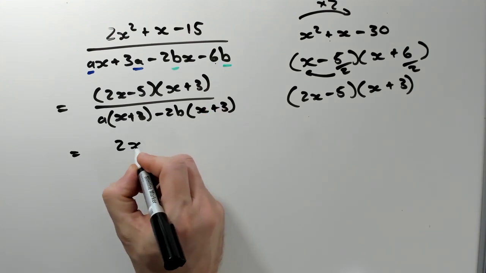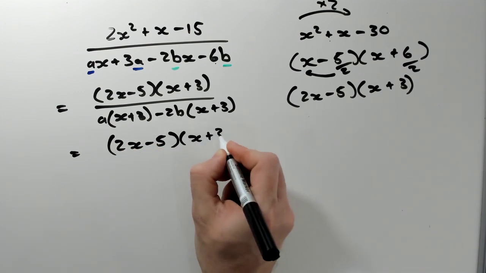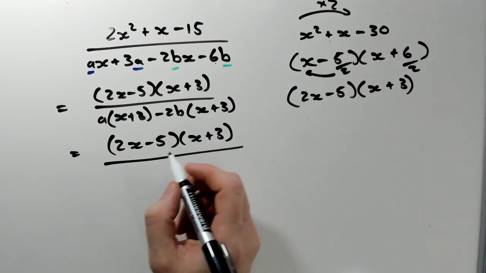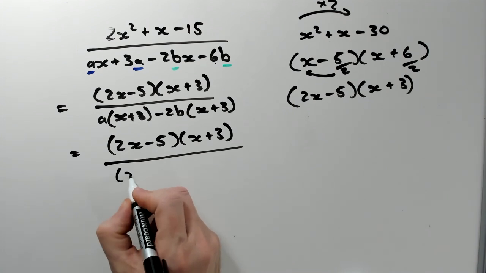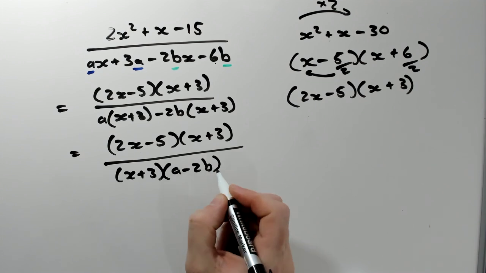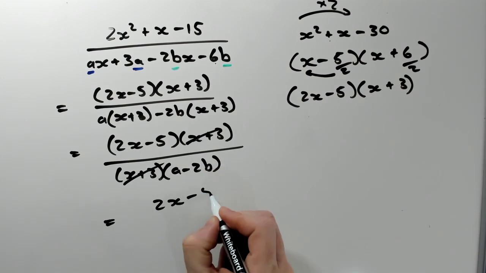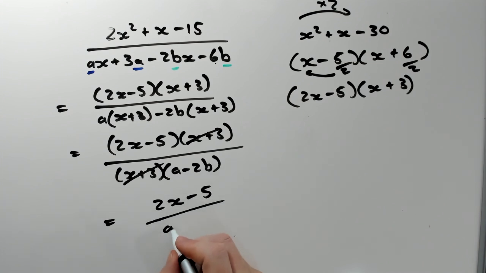So I'm still left with 2x minus 5 over x plus 3. And then here I'm left with x plus 3, a minus 2b, and then these will just cancel out, and I'm left with 2x minus 5 all over a minus 2b. 2x minus 5, a minus 2b.